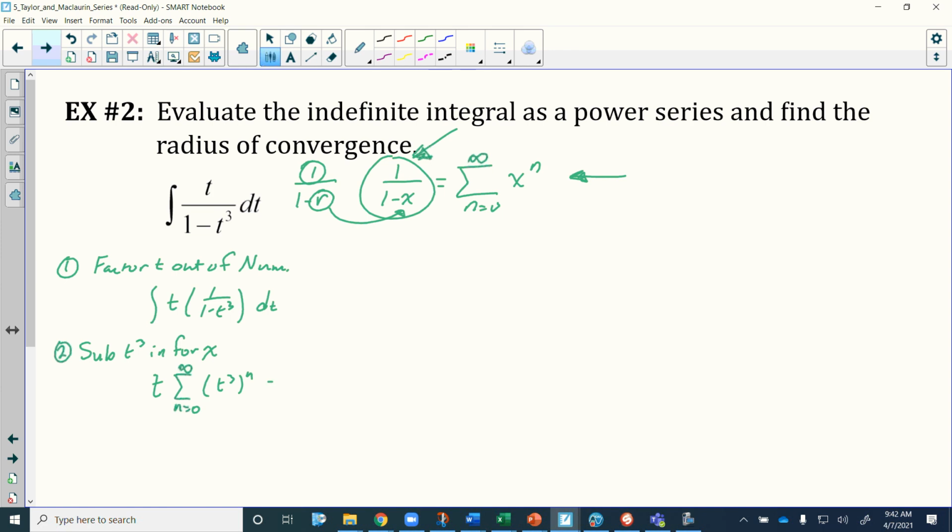And here, I probably should have just left that t here, because they do have a common base. So t to the first power times t to the 3n power, that will be t to the 3n plus 1 power.